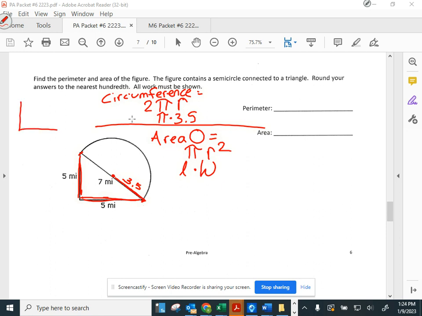So if we have a square and we cut that square in half, if our square was 5 and 5, we could cut it in half, right? And it would be this shape. So we can find the area of the full square and divide it by 2 because that triangle is half of the square. Okay? So it's just 5 times 5. Yes. Did that make sense? Yeah. Okay.